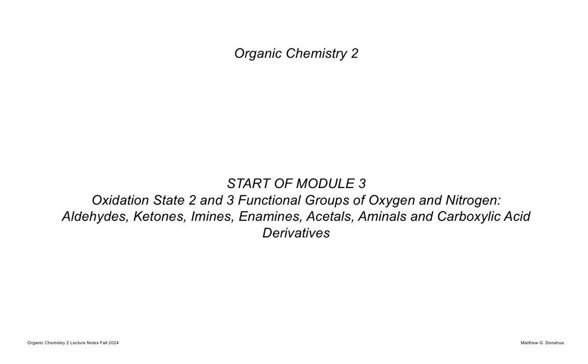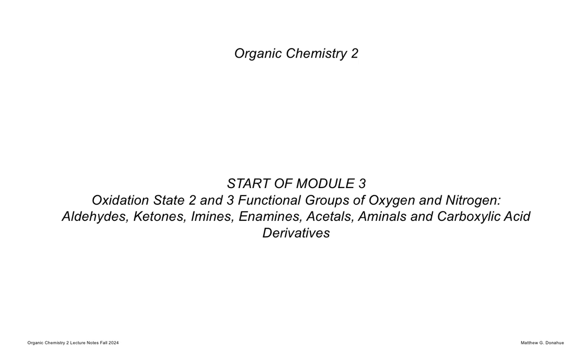Okay, so we'll go ahead and start Module 3 now. This is oxidation state 2 and 3, functional groups of oxygen and nitrogen. You see there's a lot of them listed here. We'll start with aldehydes and ketones.